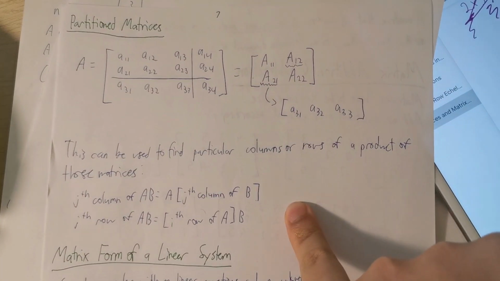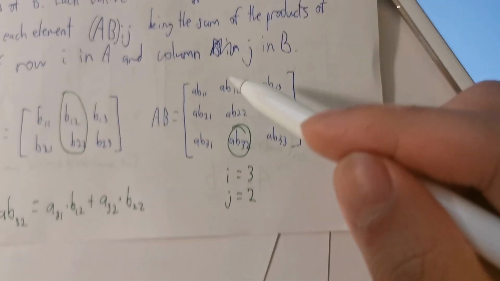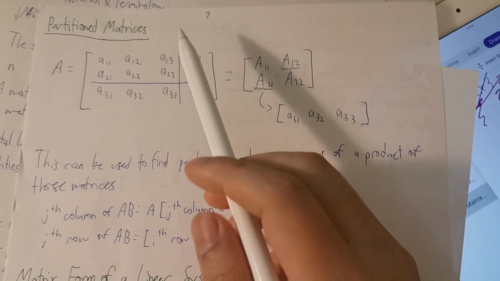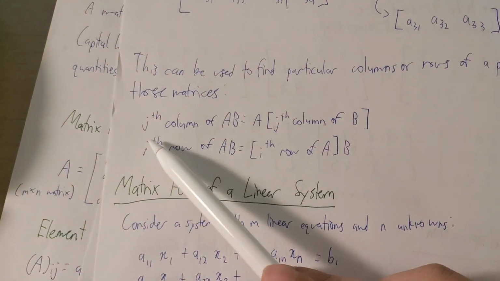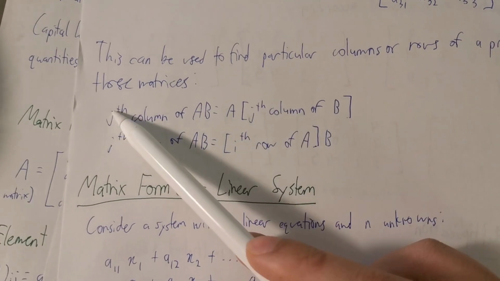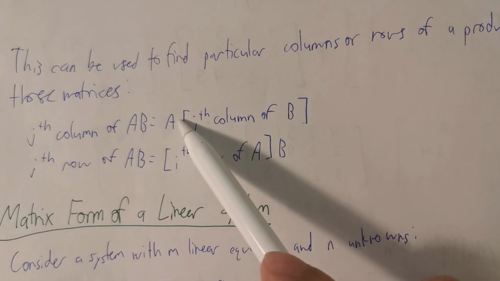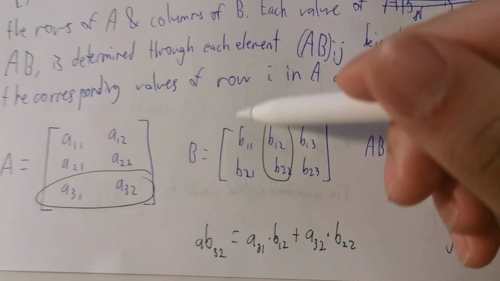This is good to keep in mind because if you just want to find a specific column of AB, like this first column, instead of multiplying everything, you can partition and find just this part of it. To find the jth column of AB, say I wanted column 1, that's just A multiplied by the first column of B. So you can multiply this by just this one column. It simplifies things quite a bit.